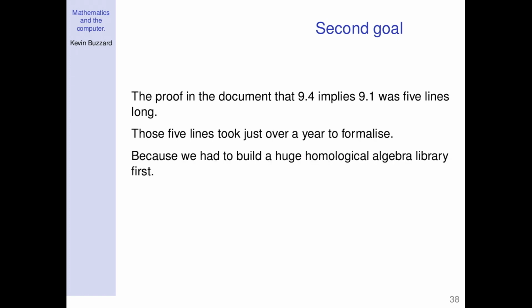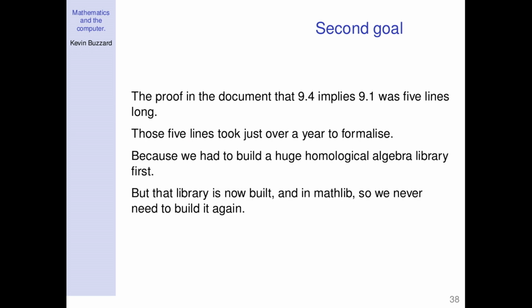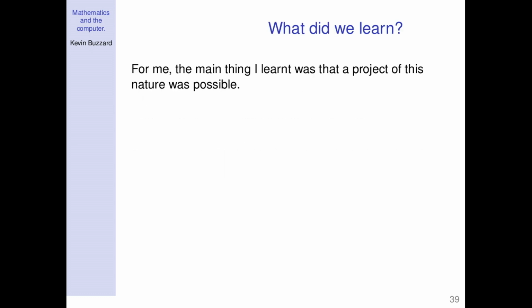So the reason it took a year wasn't because there was a year's worth of ideas in those 5 lines. It was just simply because the 5 lines were talking about constructions that we didn't have yet. So we had to build a huge homological algebra library, but the point is, it's there now, it's built, and it's in Lean's maths library, so we don't ever have to build it again. So that's kind of nice. And so that's the end of the talk, really.